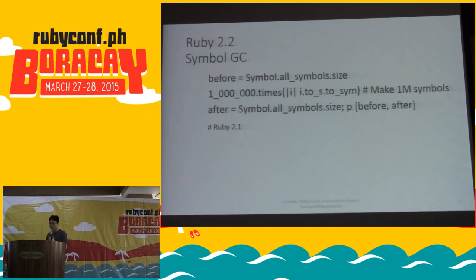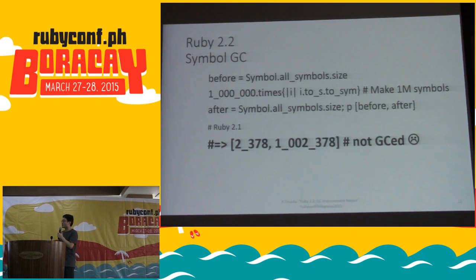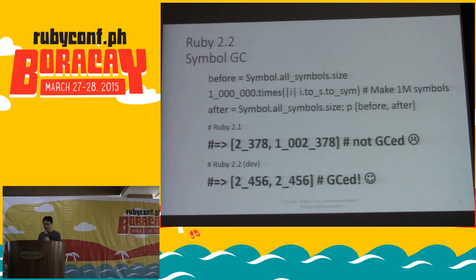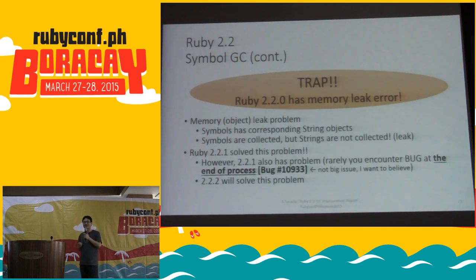We can see on Ruby 2.1 there is a huge number of symbols, about 1 million, so it is not GC'd. But on Ruby 2.2, sorry, it's not the development version, we can see that all of the dynamically created symbols are collected. This is what we said in the release note. But after that, there is a trap behind.